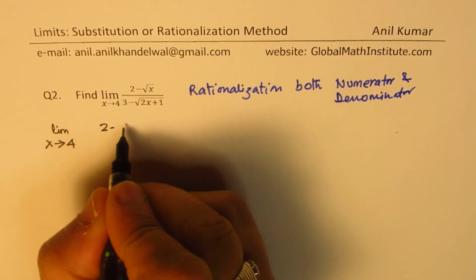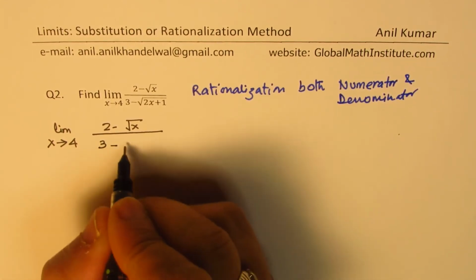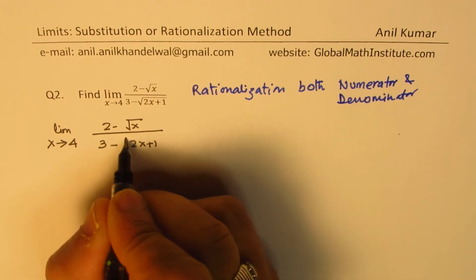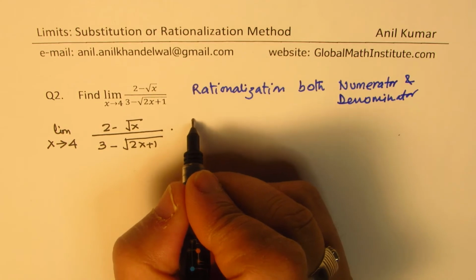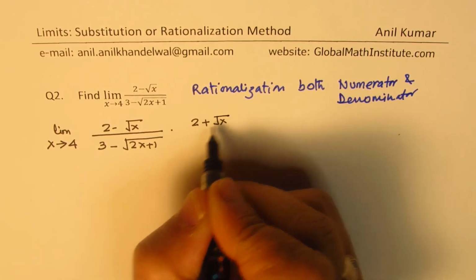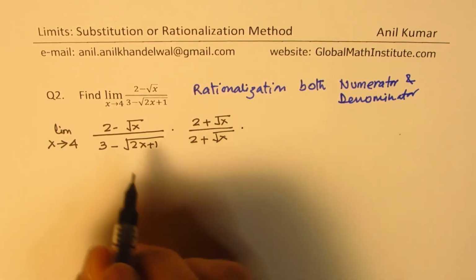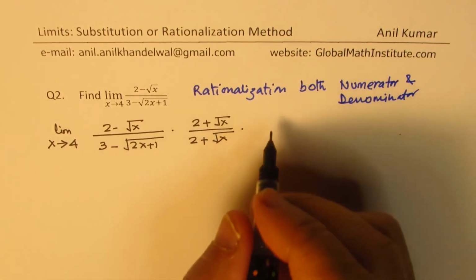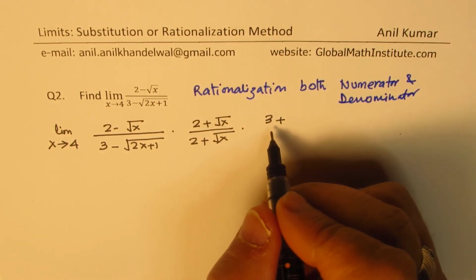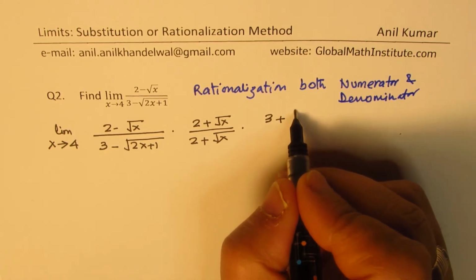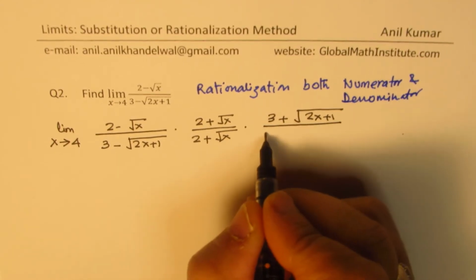We have 2 minus square root of x over 3 minus square root of 2x plus 1. So we'll multiply and divide by the conjugate of 2 minus square root of x, the numerator, which is 2 plus square root of x, and also by the conjugate of 3 minus square root of 2x plus 1, and that is 3 plus. So conjugate means get it of the form a minus b times a plus b, right? Is that clear to you?